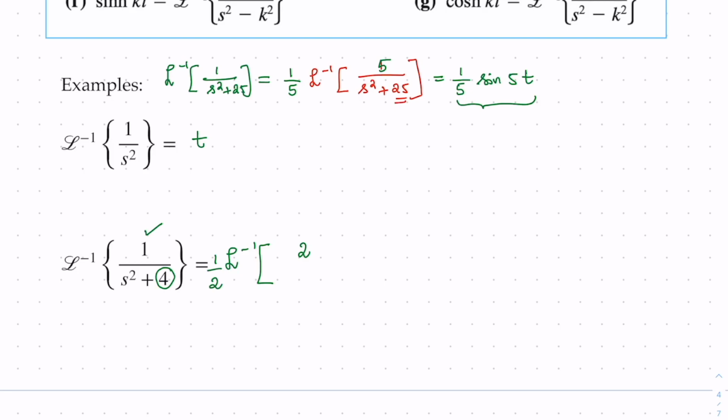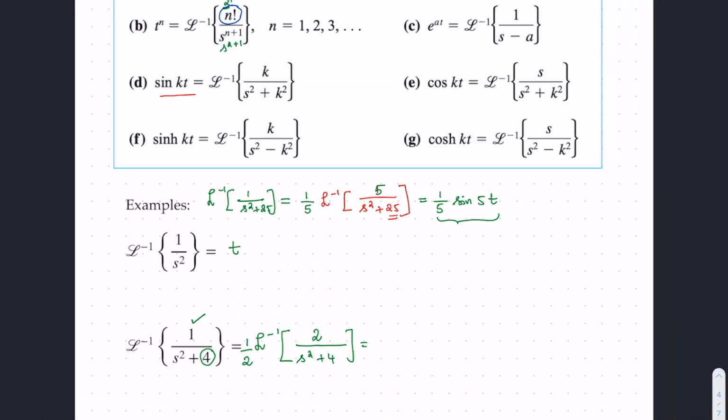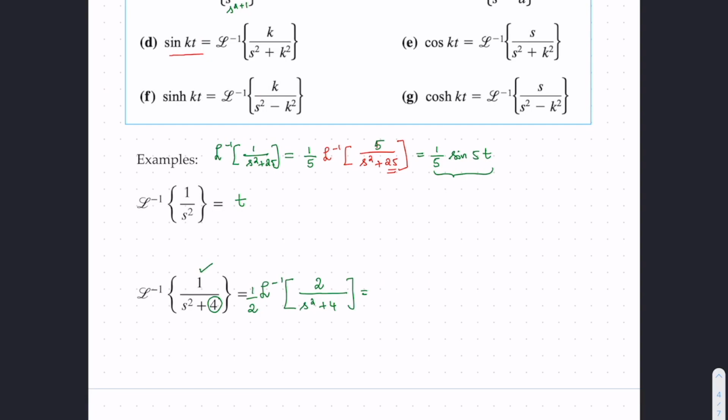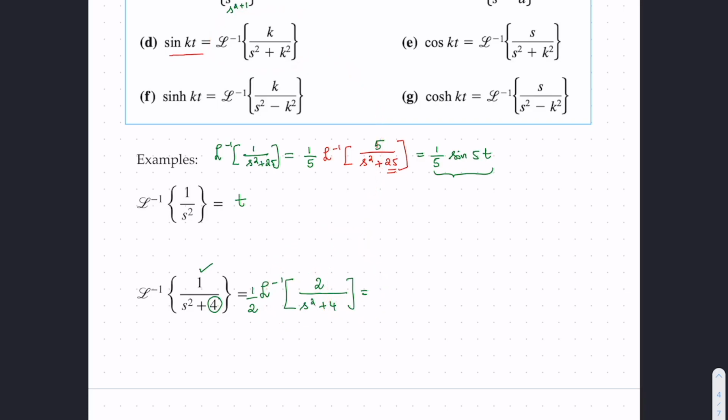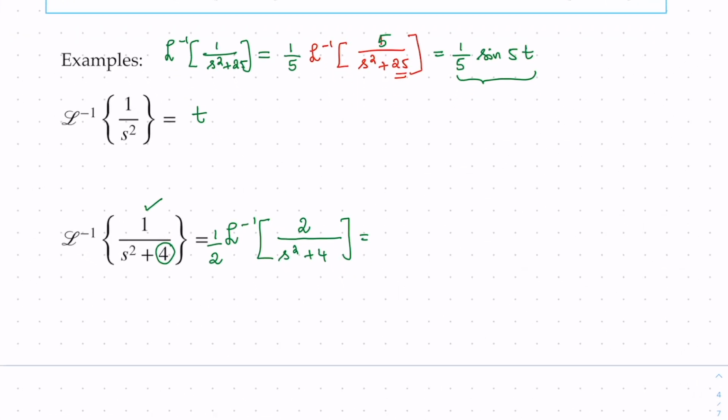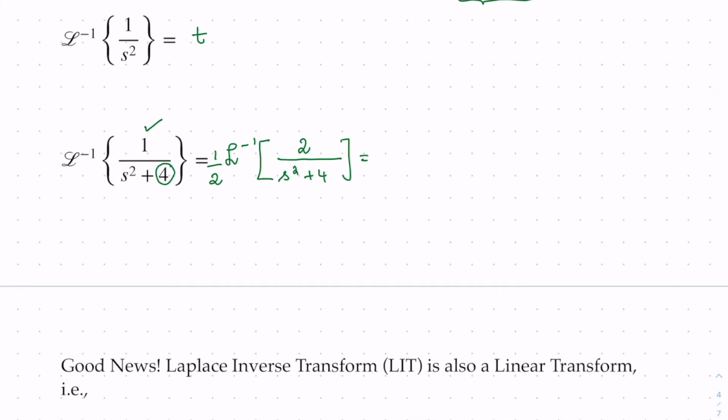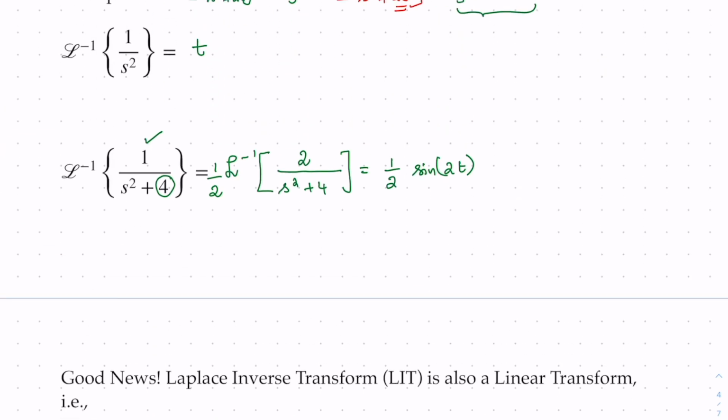Because of the linearity, I can pull it outside. So I have a 2 over s squared plus 4. And this one, I can apply the formula right here. My k is 2 and k squared is 4. So when I do that, I am going to have the following, which is 1 over 2 sine 2t, right? And that's how we will work with all these things.